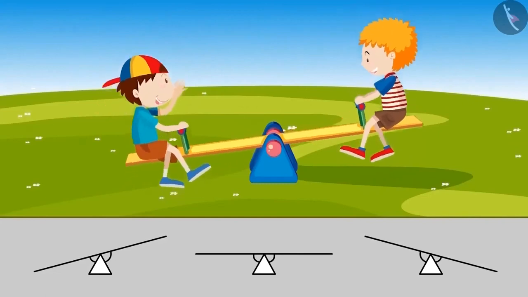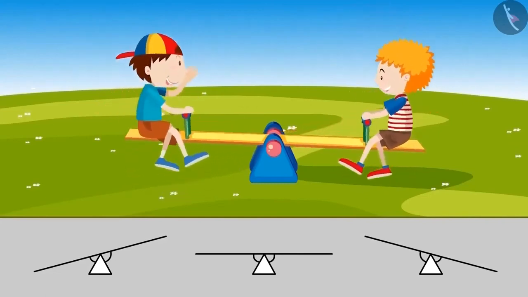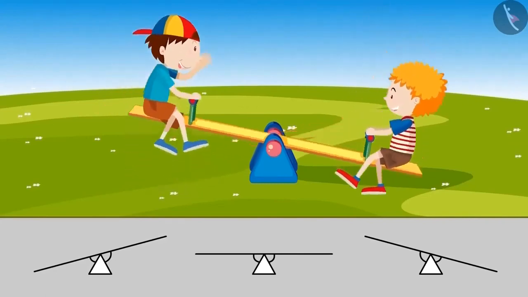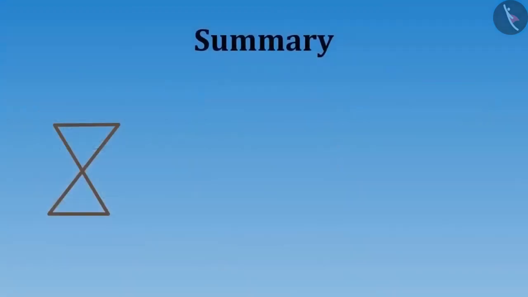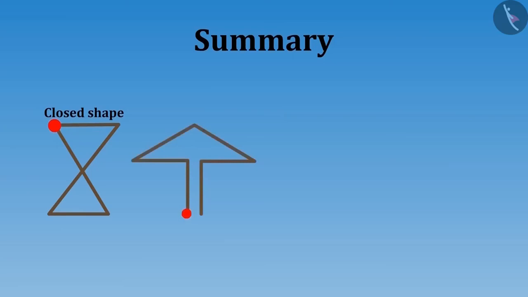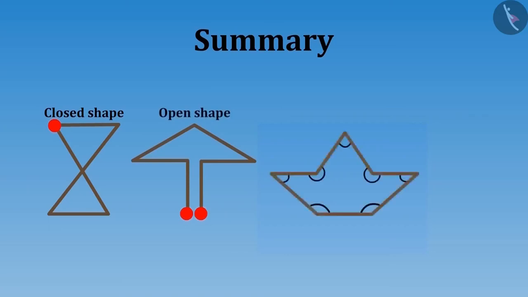Do you observe that there are different angles in objects around us? For example, this swing, the hands of a clock also makes different angles at different times of the day. In this video, we have learned that if the starting point and the end point of a shape are same, then it is known as closed shape. And if the starting point and the ending point of a shape are different, then it is known as an open shape. And we also saw an example of making a new shape by changing the angles of the shape.